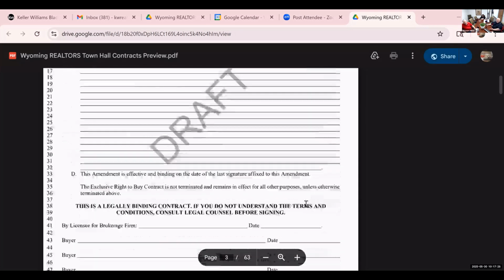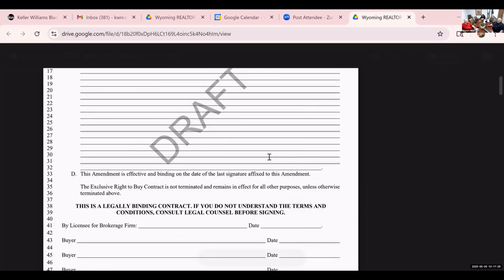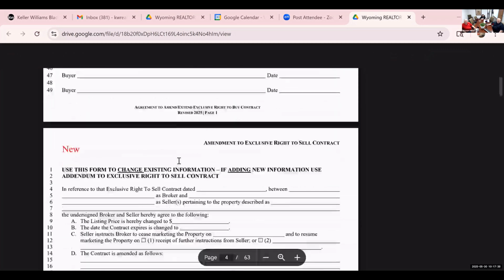The other thing that happens is some of the addendums and things were just blank pages, not tied back with any kind of legal language to the contract that you were tied to. So all of those have been updated. All of that boilerplate language is all the same now at this point.